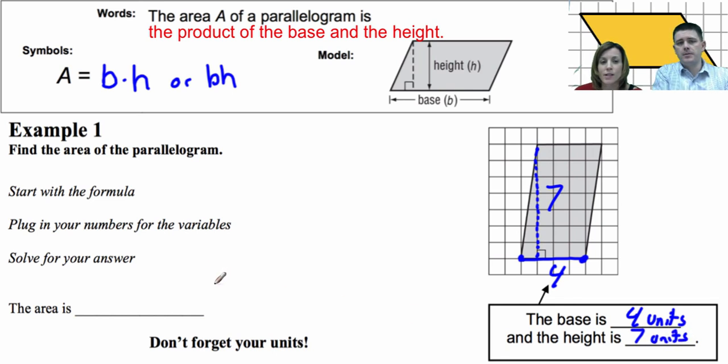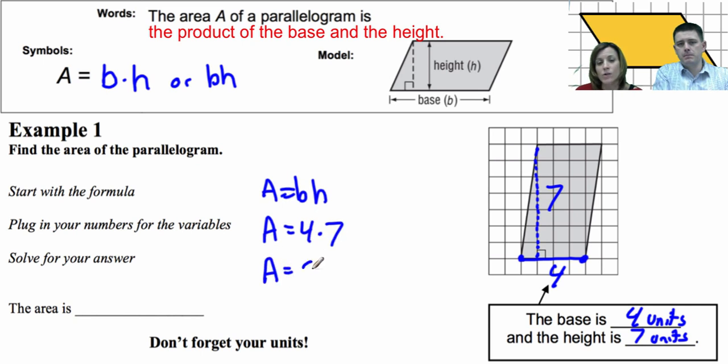All right, we're going to start with the formula, which is area equals base times height, and plug in what we know. So area is going to be equal to 4 units times 7 units. We should know this by mental math, so area is now 28 units squared. We multiplied a unit by a unit to get a unit squared. So don't forget those units on your answers.